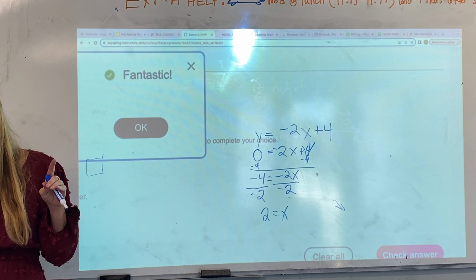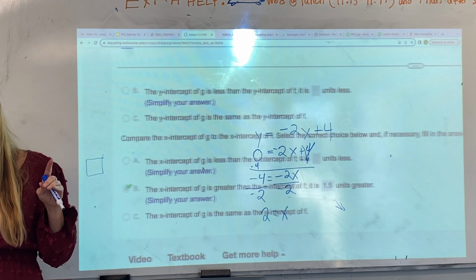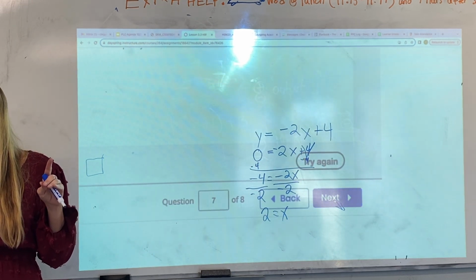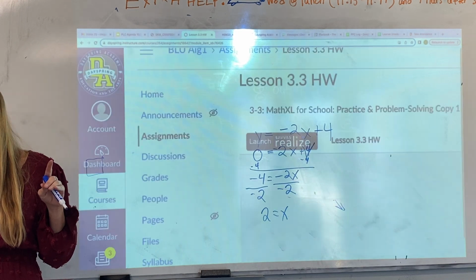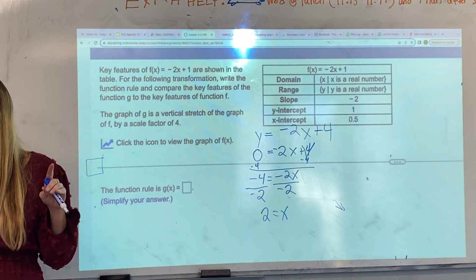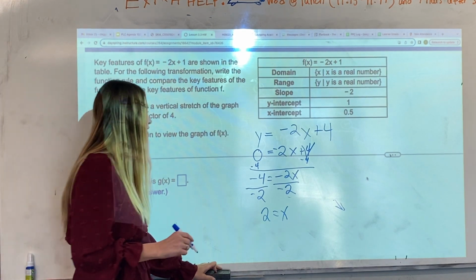Wait, what's the next part? I'm so confused. Is there another part to this? No, that was just the x-intercept question. One more, we can do this. Six parts again. It's the same thing, so we're just practicing. It's way easier. Yay!